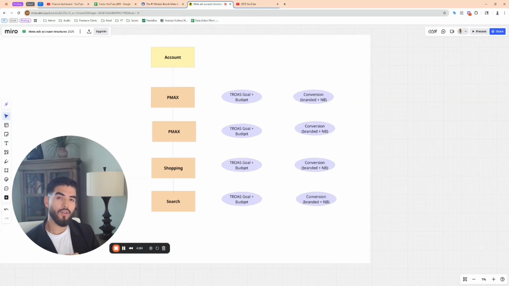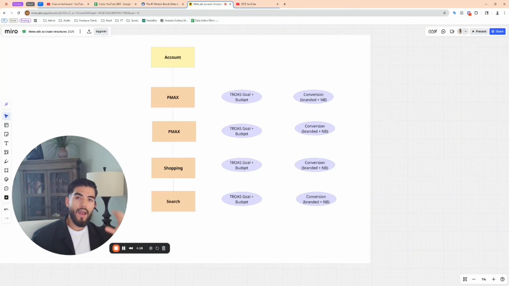So when you scale that campaign, you're going to increase your impression share on your non-branded efforts, but you're also going to decrease your ROAS and your performance on the campaign. But that's fine if you have an understanding of branded and non-branded performance.